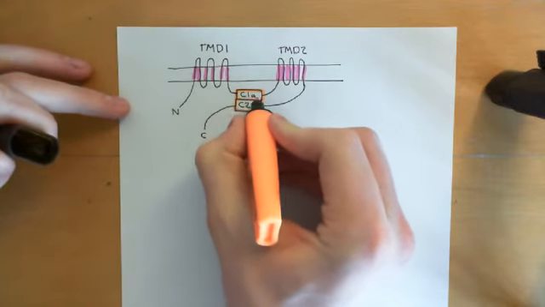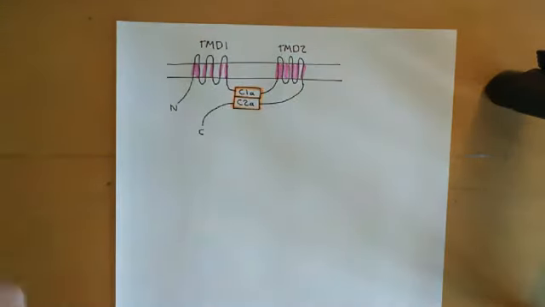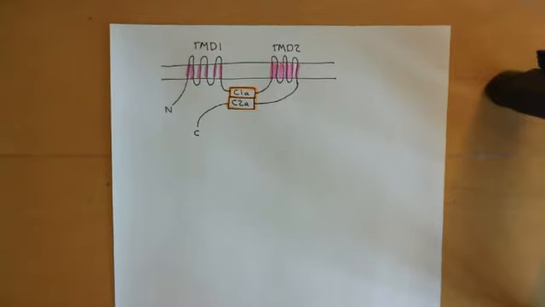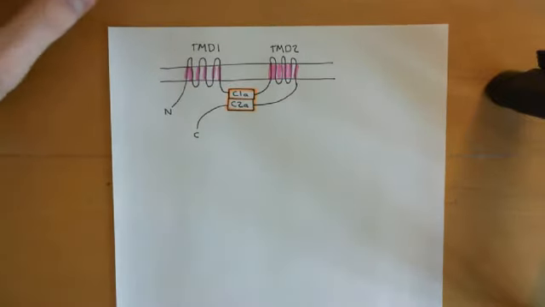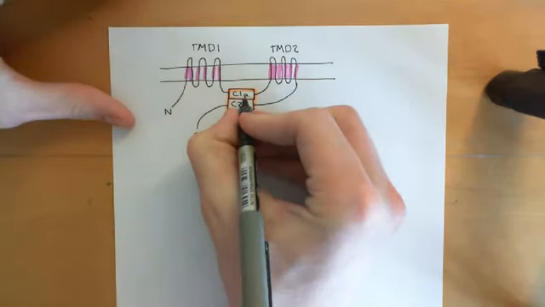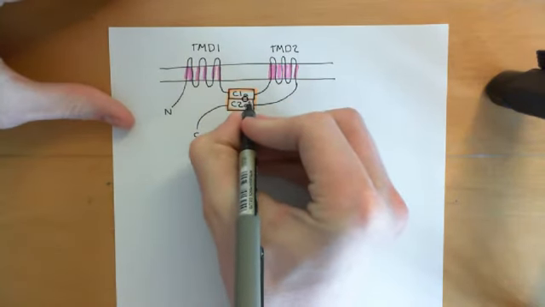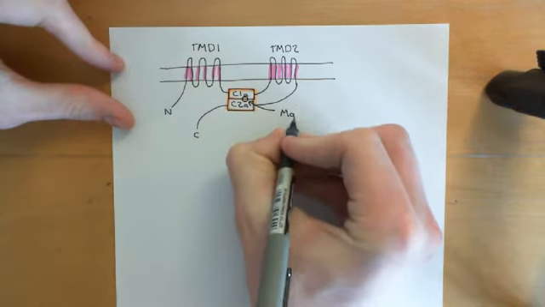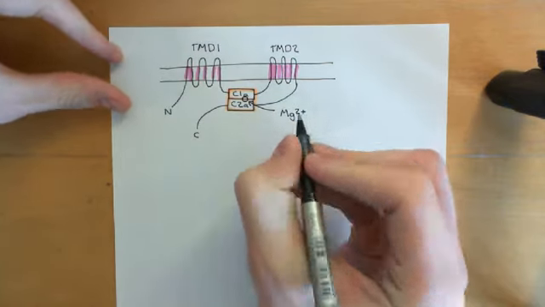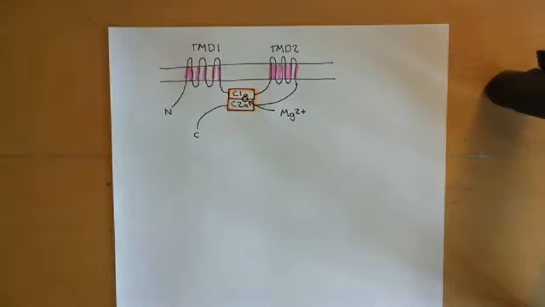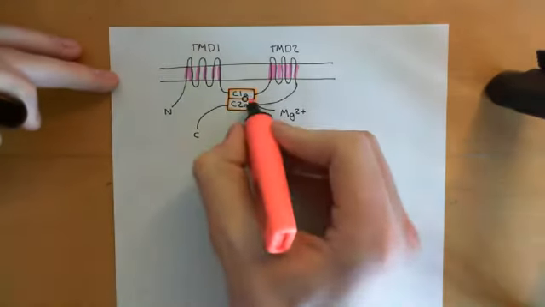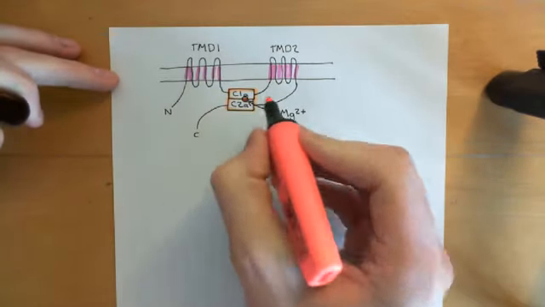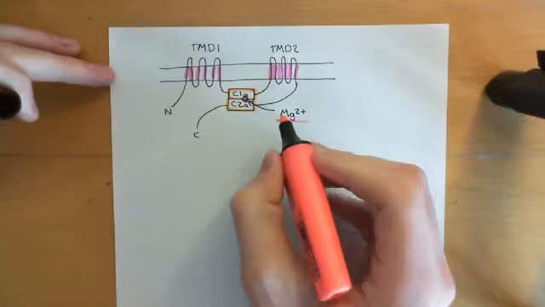Now basically all adenylyl cyclase enzymes have a really important divalent cation at the center of their catalytic site. I'll draw this here. This divalent cation is a magnesium cation, which is in the same group of the periodic table as calcium. It's the smaller one, the one that's above calcium. So here is magnesium.